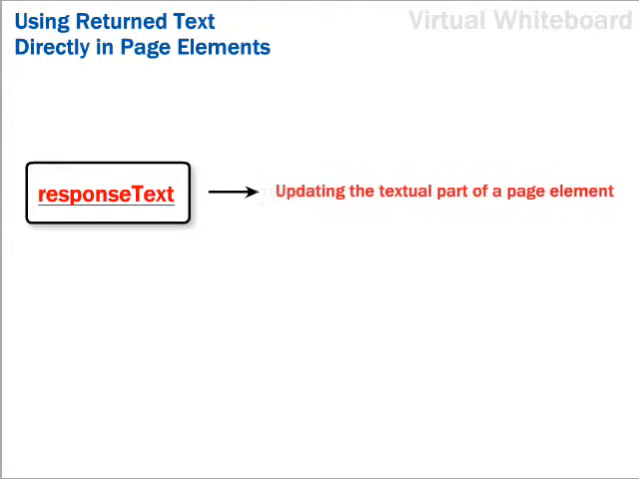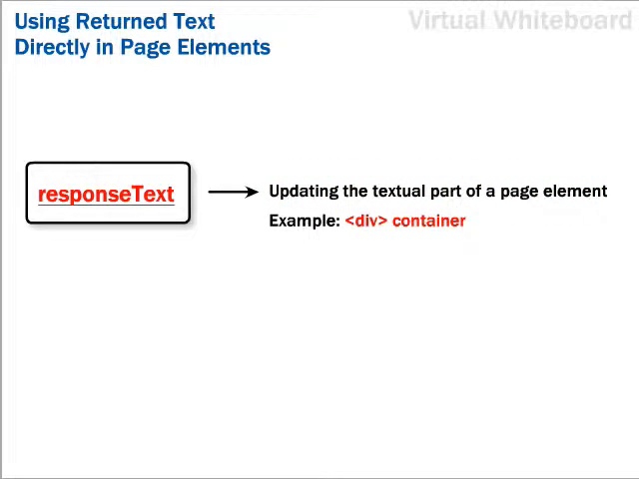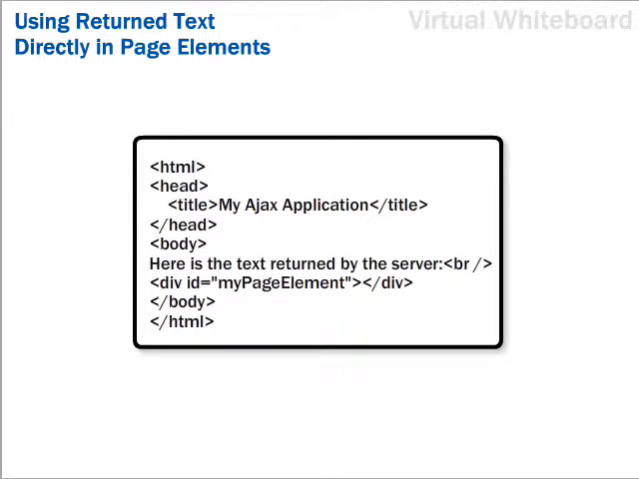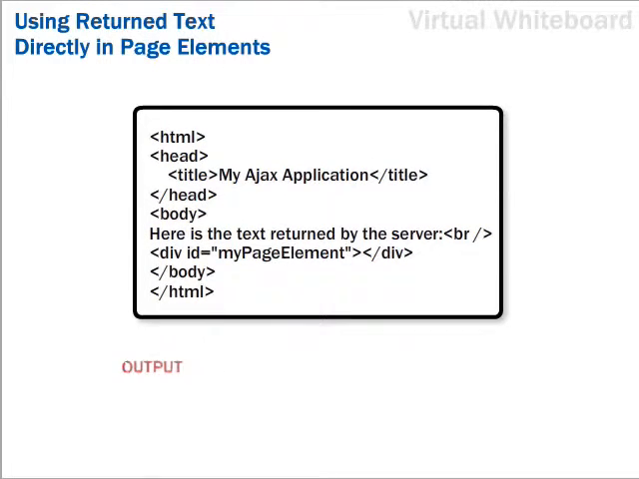Perhaps the simplest example is to consider the use of the value held in response text in updating the textual part of a page element, say a div container. In this case, you may simply take the returned string and apply it to the page element in question. Here's a simple example. The following is the HTML code for an HTML page that forms the basis for an AJAX application. Clearly, this is a simple page that, as it stands, would merely output the line, "Here is the text returned by the server," and nothing else.